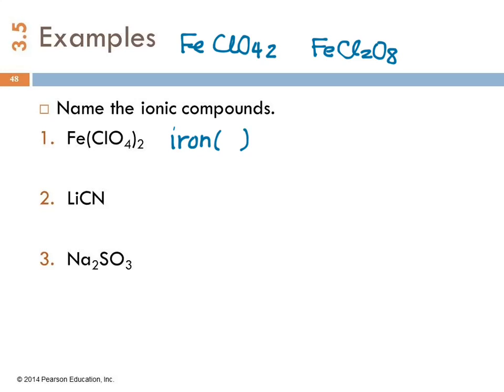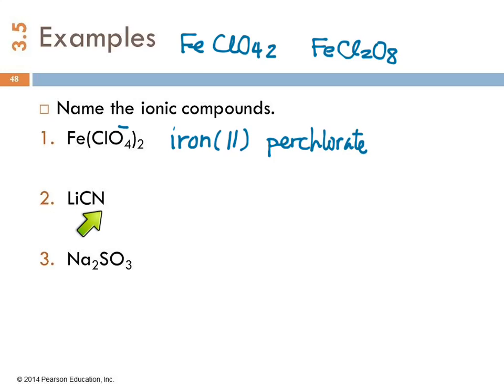ClO4 is what? Perchlorate. It's got an extra oxygen. Perchlorate. And then let's think about this. What's the charge on the perchlorate ion? -1. We have 2 of these. So 2 times that charge is -2. There's 1 iron, so its charge must be +2. Iron(II) perchlorate. We have to include the Roman numeral because there's also iron(III) perchlorate that has 3 perchlorate ions.